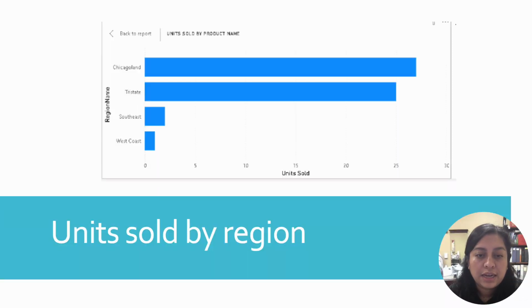Okay, so this slide is units sold by region. Here we have 4 regions: Chicagoland, the Tri-State, Southeast, and the West Coast. Out of the 4 regions here, Chicagoland was the most successful region. Corporate can look at this chart and analyze the regions and decide if the strategy that is working for Chicagoland can be implemented into the West Coast and boost sales.